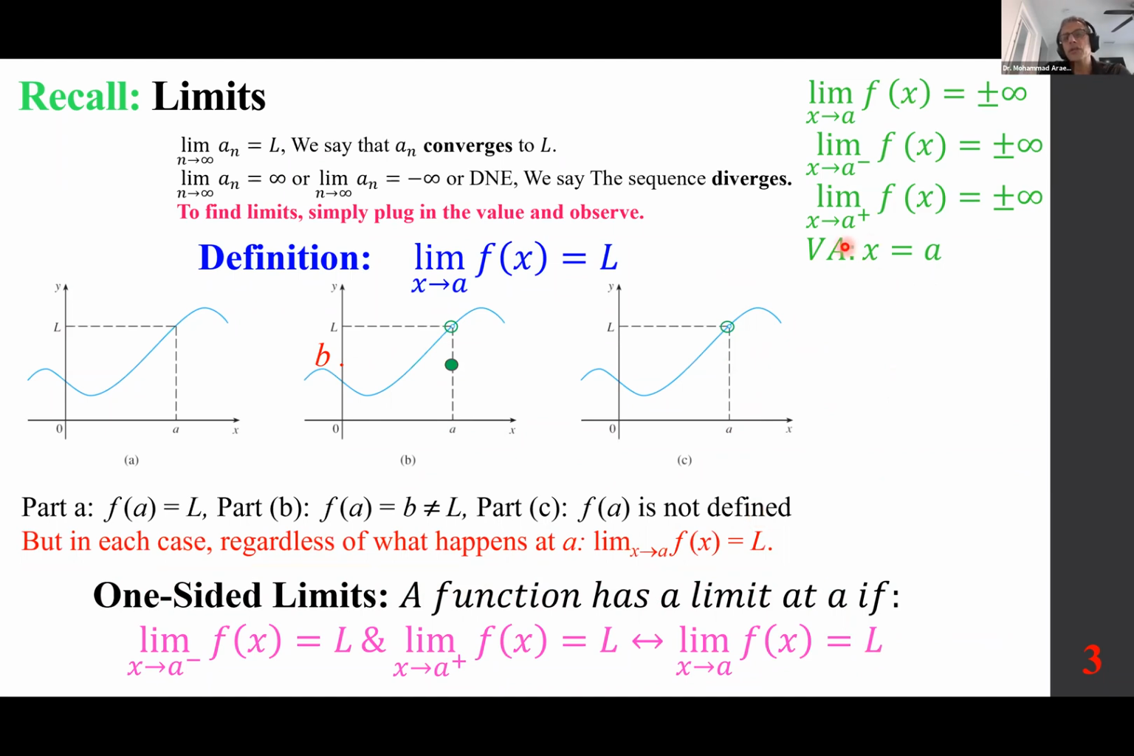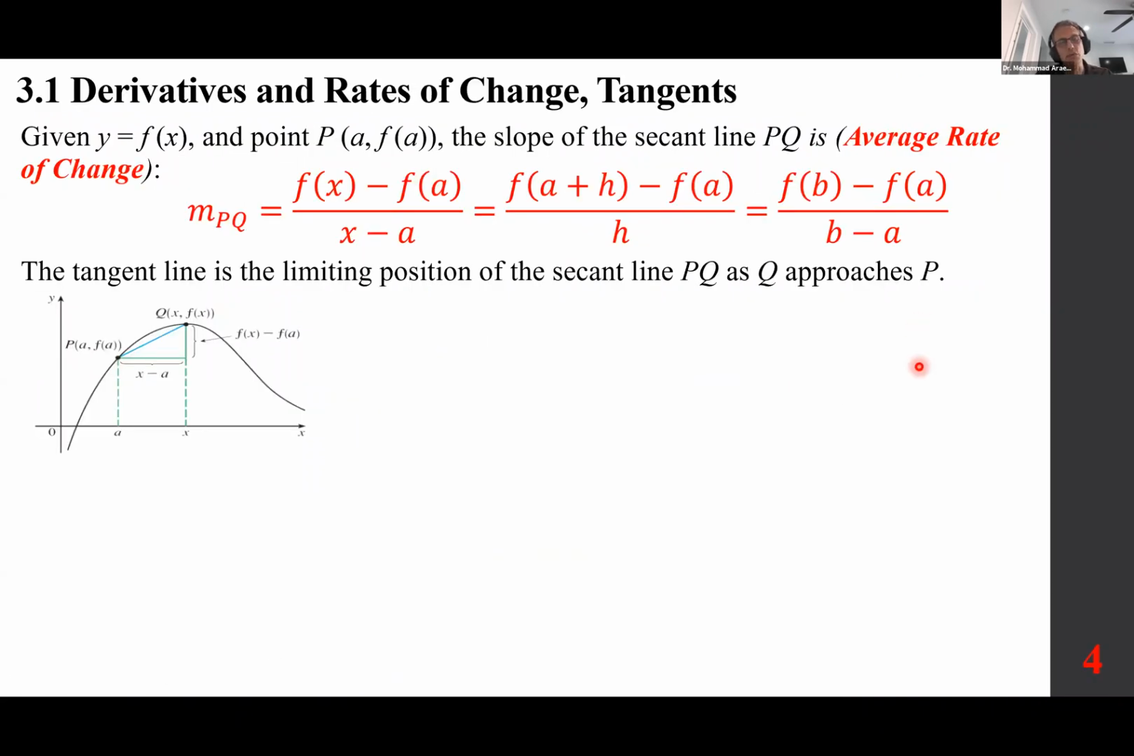Also, the definition of a VA, vertical asymptote: when the limit approaches infinity or negative infinity, when x goes to a, or a from the left or right, then the line x equals a is the equation of a vertical asymptote. In the case of a horizontal asymptote, if the limit exists and it's equal to L, when x goes to negative or positive infinity, then we say y equals L is the equation of a horizontal asymptote.